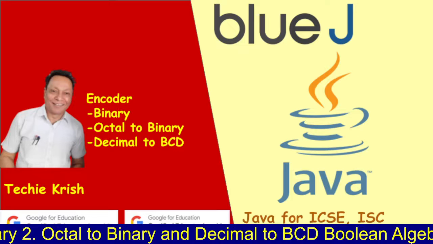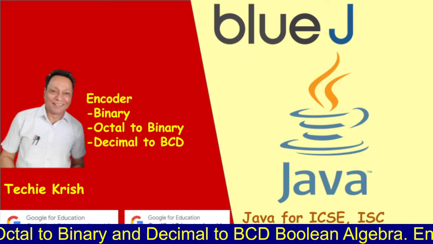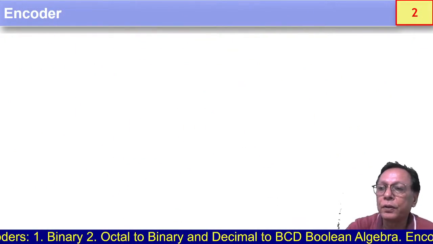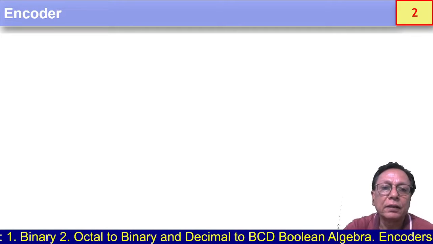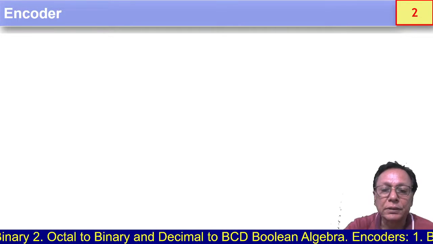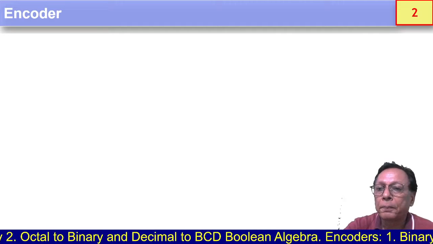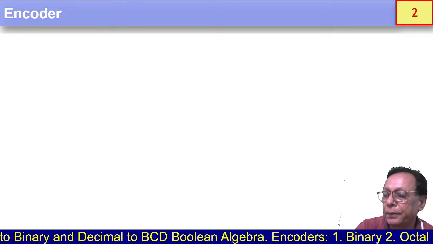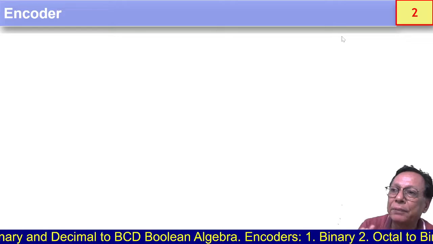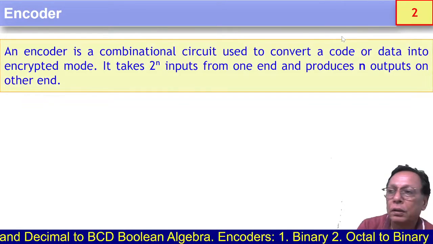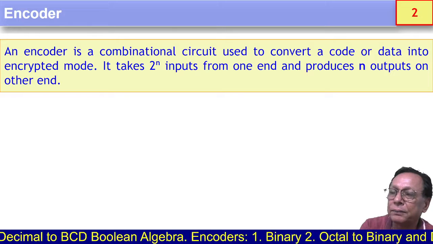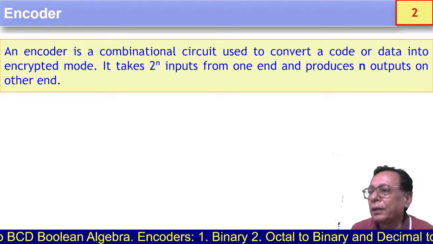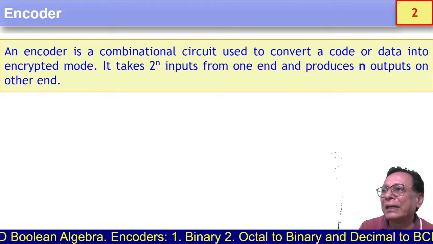So today I am going to discuss encoders. Of course, last time we discussed adders. So what is an encoder? An encoder is basically used to encode, if you want to encrypt any information, or you can say convert any set pattern into a different pattern.